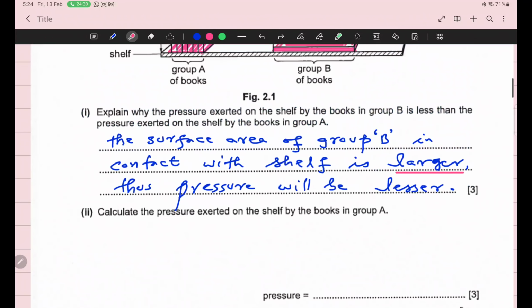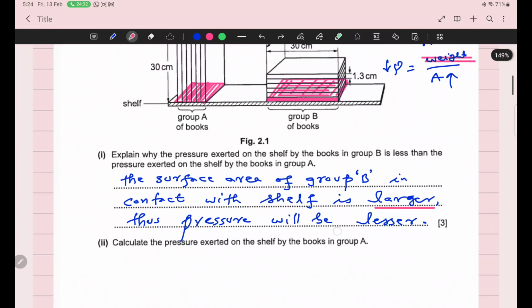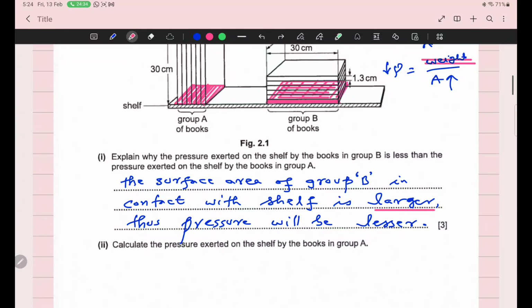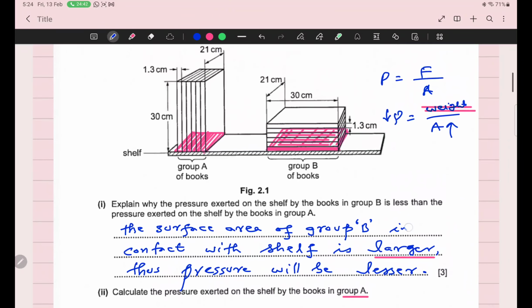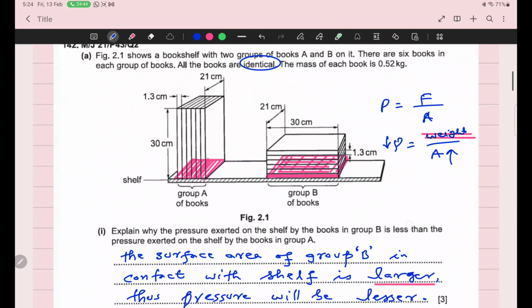And now we are calculating. The question is to calculate pressure in group A. So pressure is equal to force per unit area.